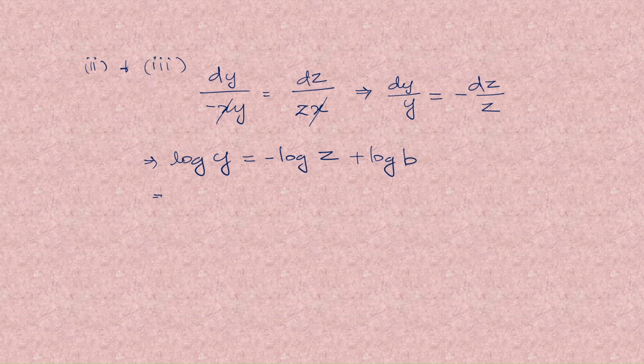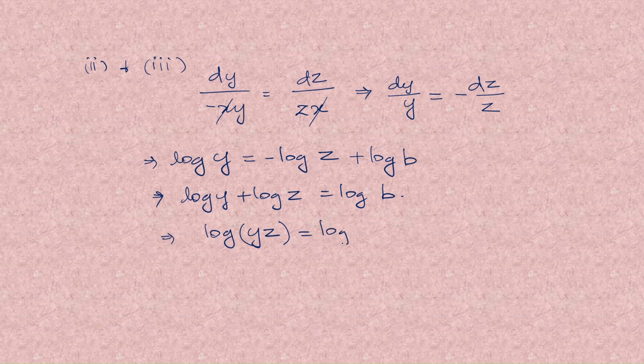So here we have log y plus log z is equal to log b. But log a plus log b, we know we can write as log ab. So here it is log yz is equal to log b. Now taking exponential on both sides, we obtain yz is equal to b. We can mark this as equation 2.